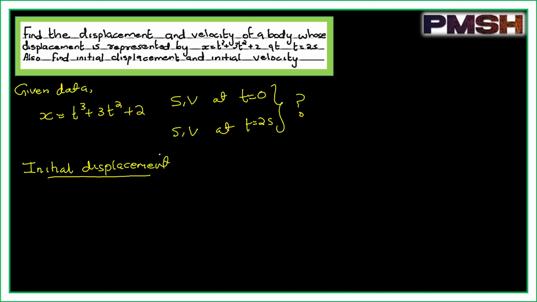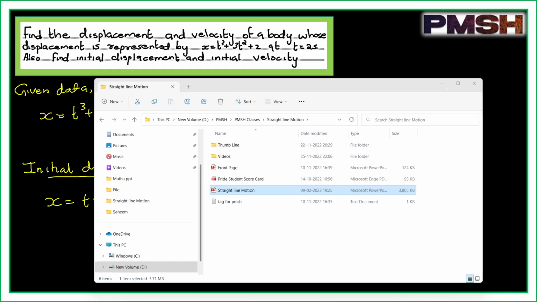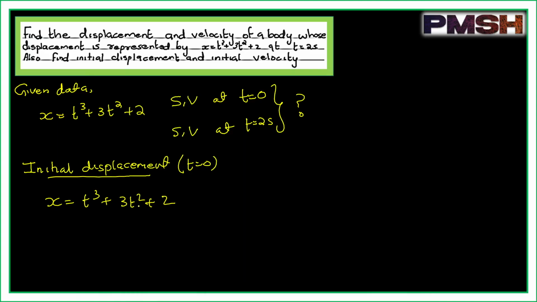Initial displacement. For initial displacement, the time will be 0. So write the expression x = t^3 + 3t^2 + 2. Now you put time t = 0. What do you get? 0 cube plus 3 into 0 square plus 2. So the answer is going to be 2 meters. Suppose it is in SI units, then you can say it is 2 meters. Otherwise, you say it is 2 units. I just assume the quantities are in SI units and substitute meters.